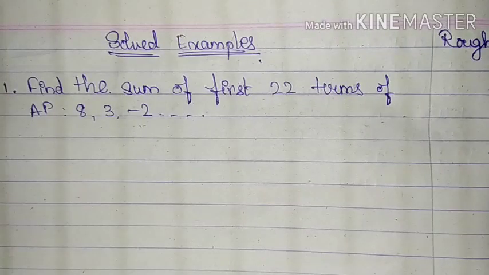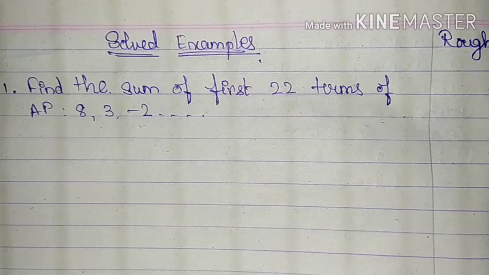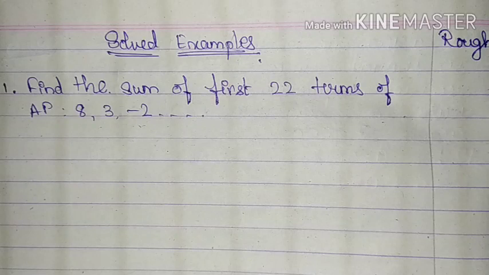Without wasting any time, now let's move to the solved examples. The very first question of your solved examples is, find the sum of first 22 terms of the arithmetic progression 8, 3, minus 2 and so on. So here they have given us an AP, that is 8, 3, minus 2 and so on, and they have asked us to calculate the sum of its first 22 terms.